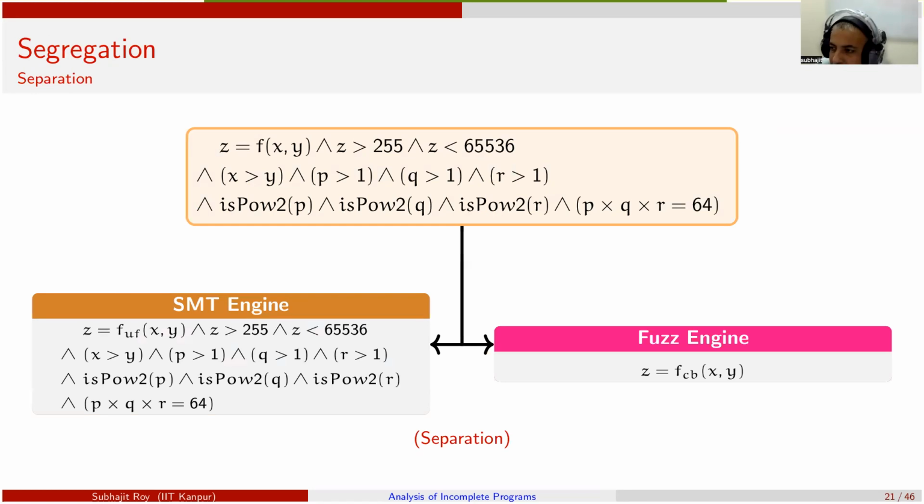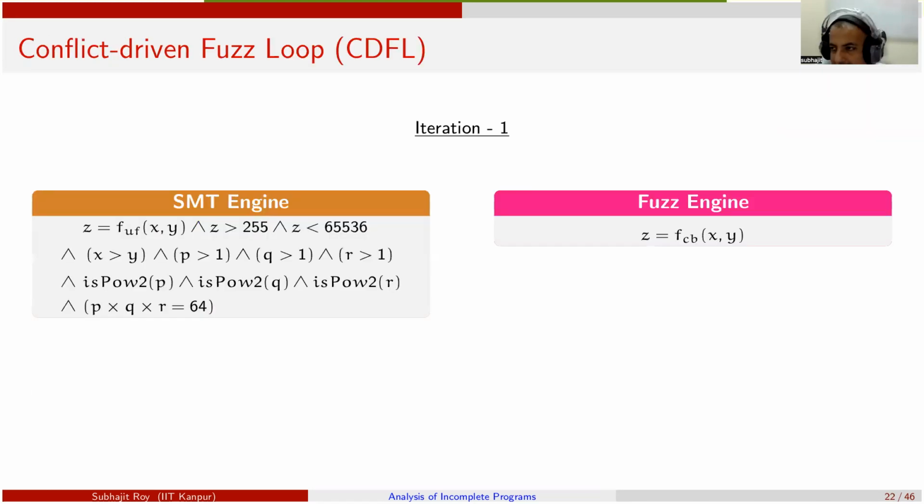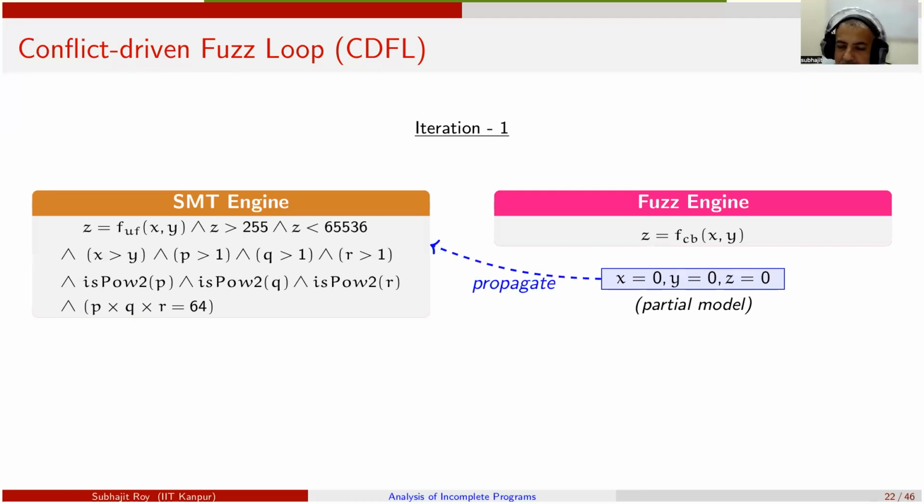So let's start with this. To begin with, we take this fuzz engine and we try to run the fuzzer on our f of CB, and we try to get a partial model. So basically, we get one execution out of this program, and we get some assignments to x, y, and z. Now we take this partial model and we propagate it to SMT.